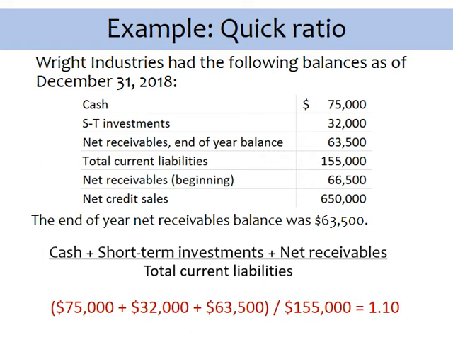Now let's go through a set of ratio calculations to measure the liquidity of a fictitious company, Wright Industries. Wright Industries had the balances in its current assets as of December 31st, 2018 as listed on the slide. Its beginning of year net receivables balance is also noted. The formula for the quick ratio is to take cash plus short-term investments plus receivables divided by total current liabilities. For the company in this example, its quick ratio calculates to be 1.10, which is an acceptable quick ratio.